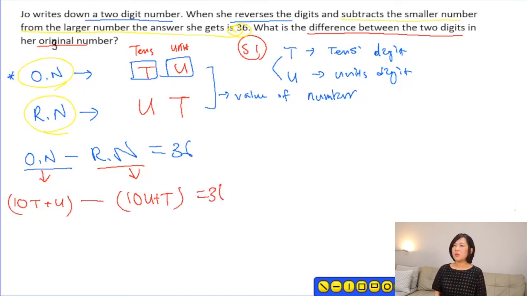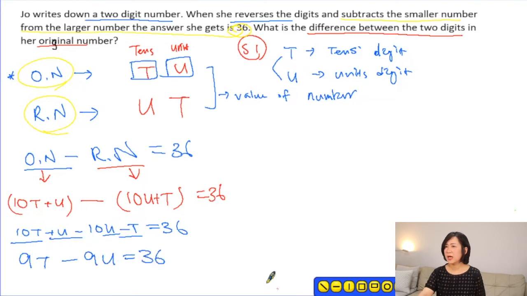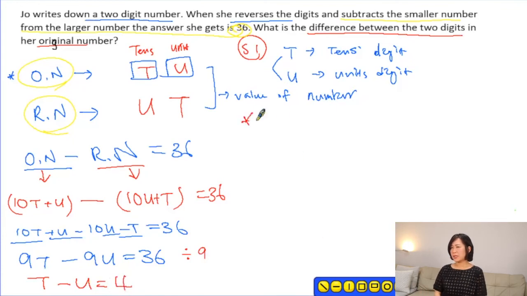Then we're taking away, have a bracket, right? Then that gives you 36. 10T plus U minus (10U plus T) equals 36. Then if you simplify our equation, then 9T minus 9U equals 36. Now 9T minus 9U equals 36. Then let's simplify it. So T minus U equals 4. Now this is our final equation.